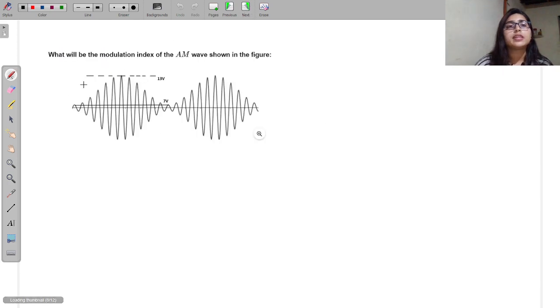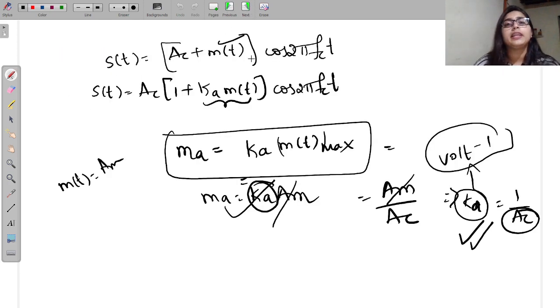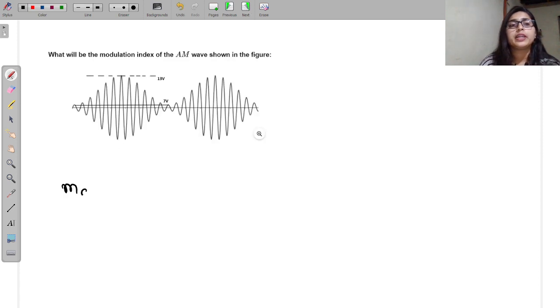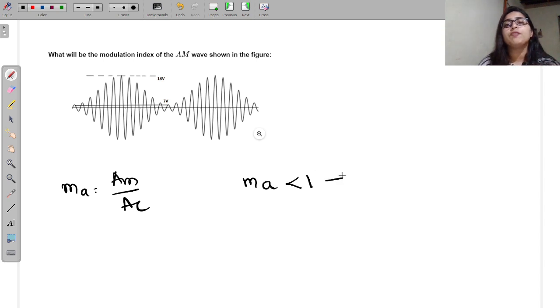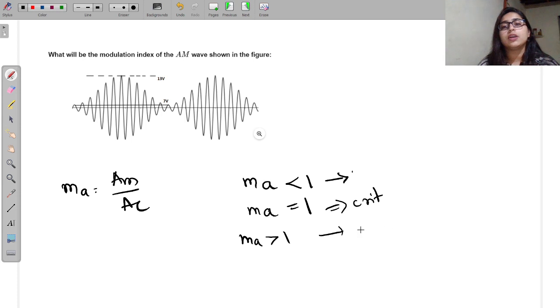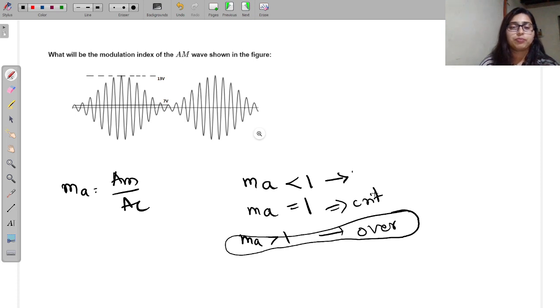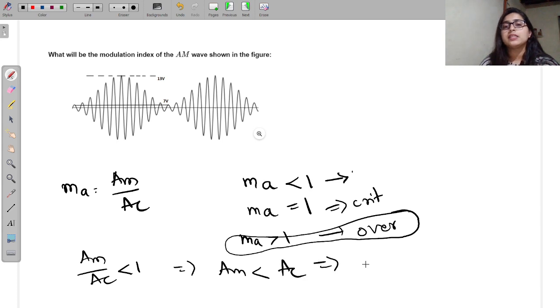Okay, so next, actually I will be telling you something else also. This modulation index, I said it is Am by AC. If it is less than 1, it is under modulation. MA equal to 1 is called critical modulation. MA greater than 1 is called over modulation. In this particular case, we can't recover our message signal, in the over modulation case. And MA less than 1, that means Am by AC less than 1, which is nothing but Am less than AC, which means AC minus Am greater than 0.